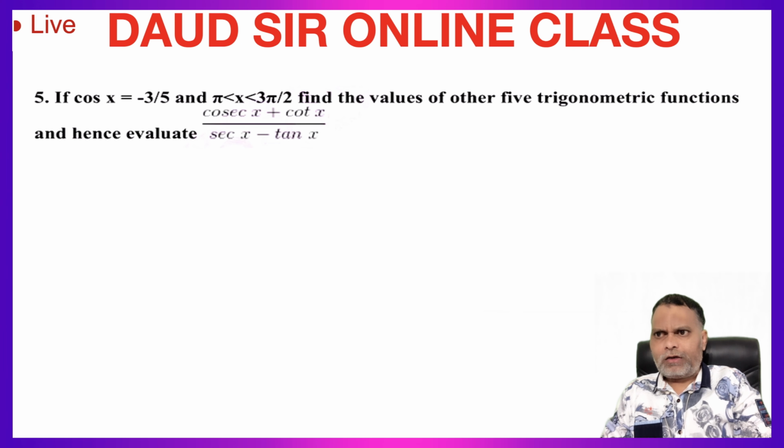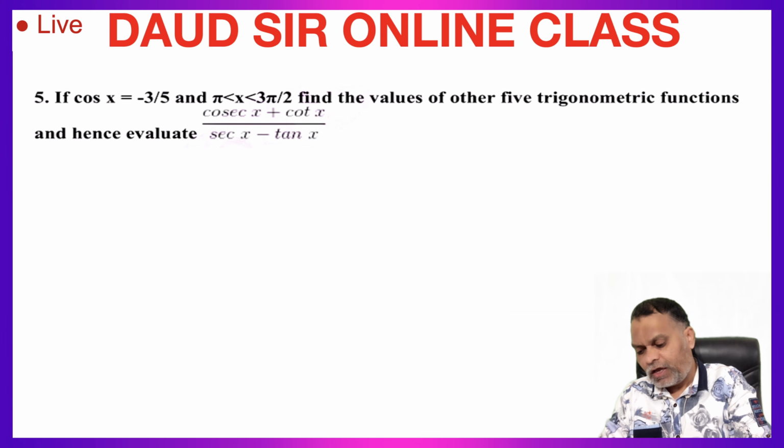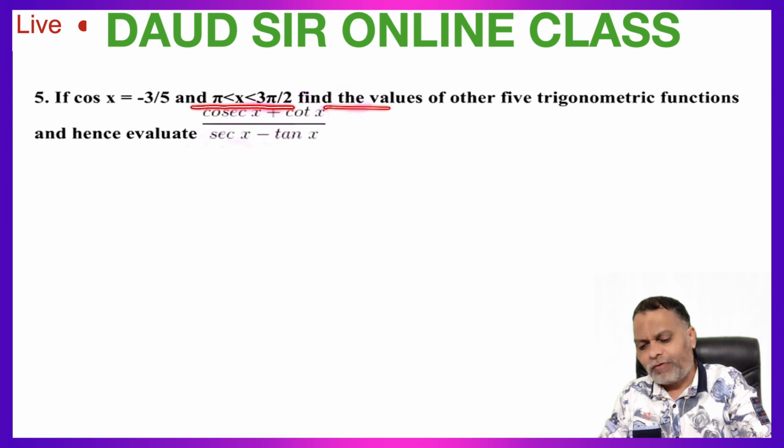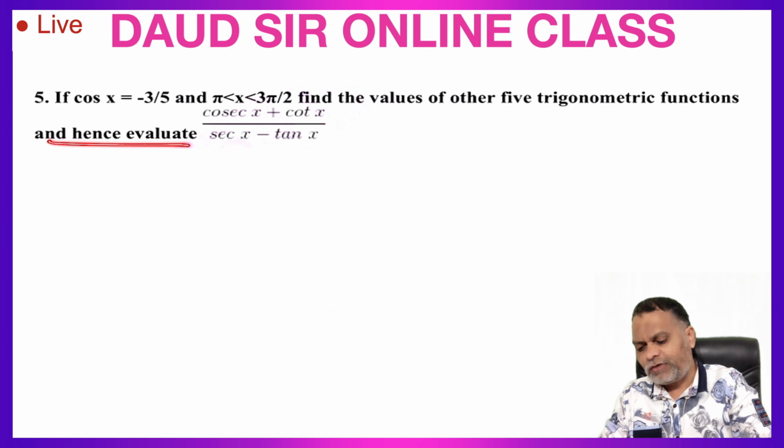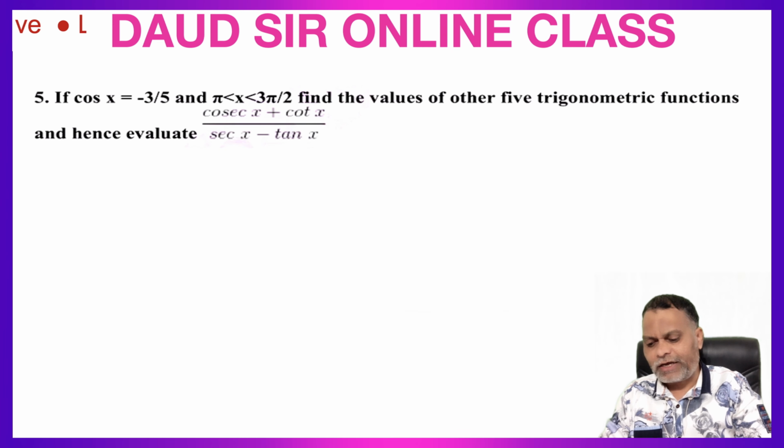Question number 5. This is the last question for this exercise. If cos x is equal to minus 3 upon 5 and x is greater than pi and less than 3 pi by 2, find the values of the other 5 trigonometric functions and hence evaluate cosec x plus cot x upon sec x minus tan x.